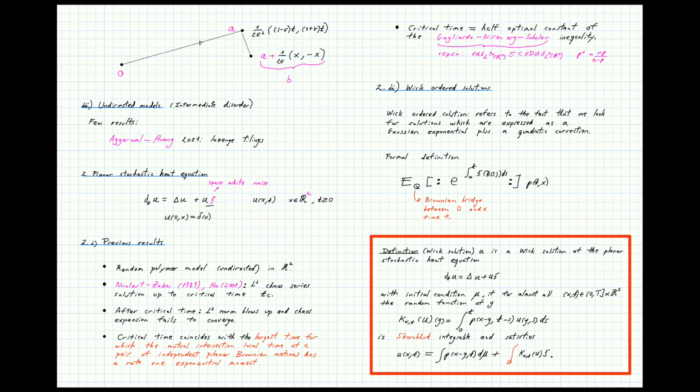So I want to emphasize something here. The planar stochastic heat equation is a heat equation in dimension 2, not dimension 1. So this is 2 + 1. It's different from the previous equation I showed you. And the noise is only spatial white noise. It does not depend on time.